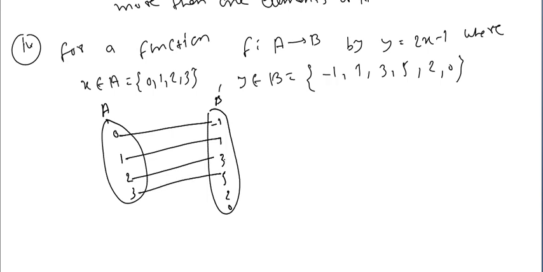That is, every element of set A has an image in set B, and a unique image. So this is a function.